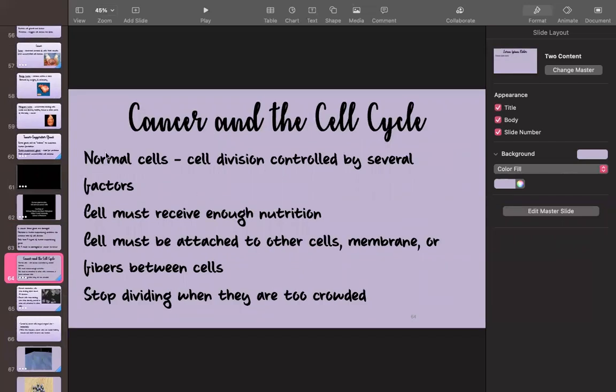So for normal cells, cell division is controlled by several factors. They have to receive enough nutrition. They have to be attached to other cells, some kind of membrane or even fibers between cells. That's one of the characteristics of the malignant tumor, is that they do not follow this rule. They break off and they go and start dividing elsewhere. And the third factor is that they stop dividing when they are too crowded. So you might think to yourself, when you get a cut on your skin, how do the cells know when the skin is completely repaired? It's because they get too crowded. So you don't have this huge mass forming on your arm where it shouldn't.